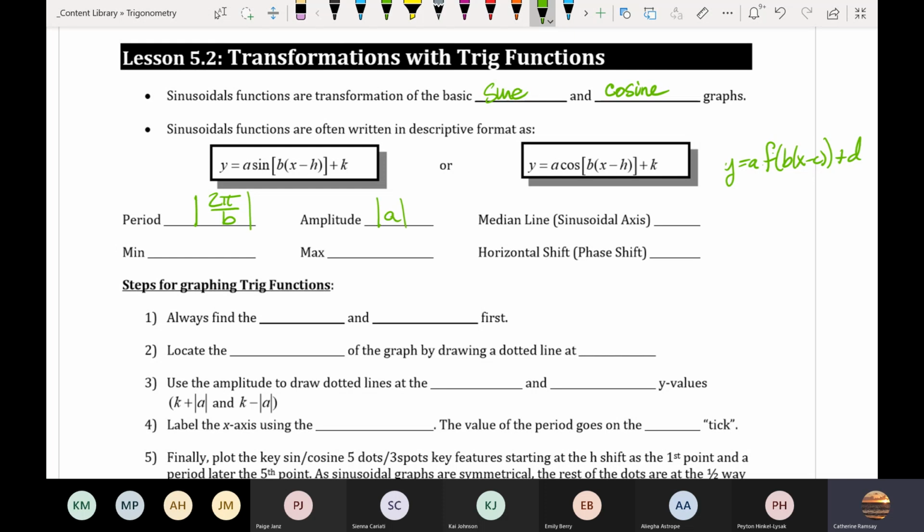The median line, like yesterday's lesson, we did a sine and a cosine graph, and the median line, or the axis I referred to it as, was always on the x-axis, but now it's going to be shifted up and down, and that has to do with your k. So if normally the minimum of a basic sine graph is -1 and the maximum is +1, what would affect that? Well, that would be affected by your k and then how much your amplitude is. So your minimum would be your k minus the absolute value of A, and your max would be your k plus the absolute value of A. And your phase shift, or the horizontal shift, has to do with your H. I know there's different letters here, but they all mean the same in that spot, okay?